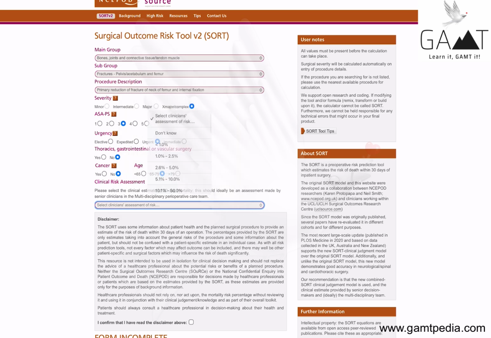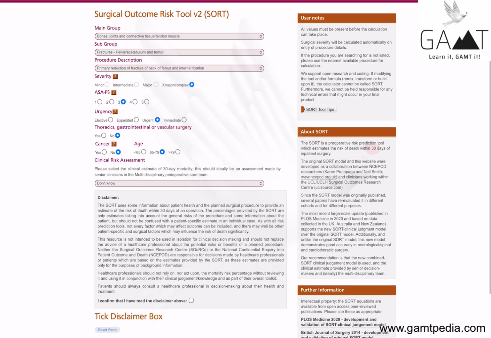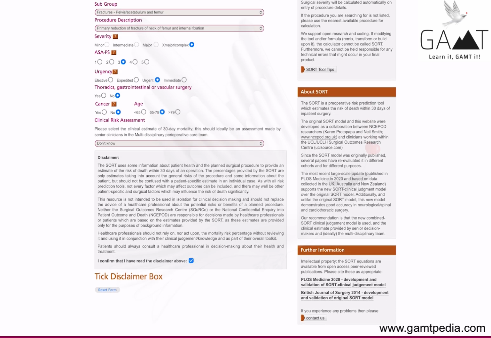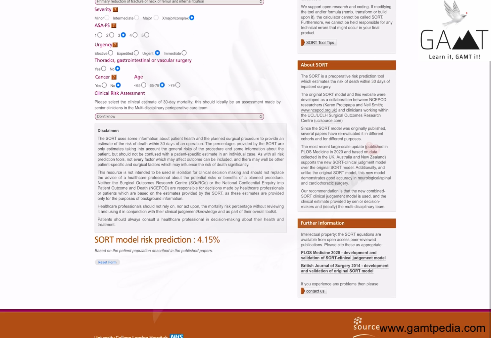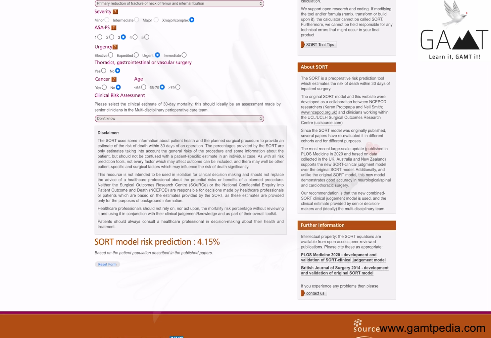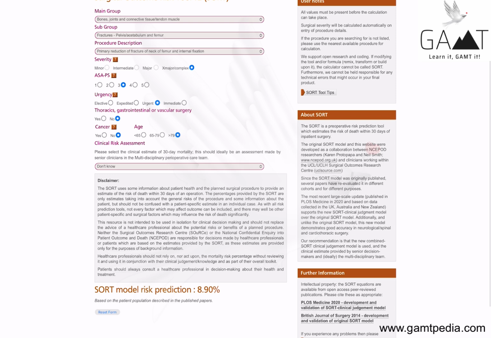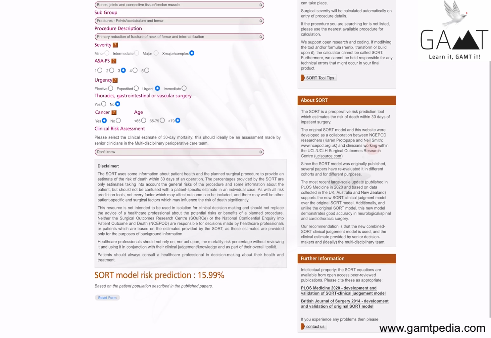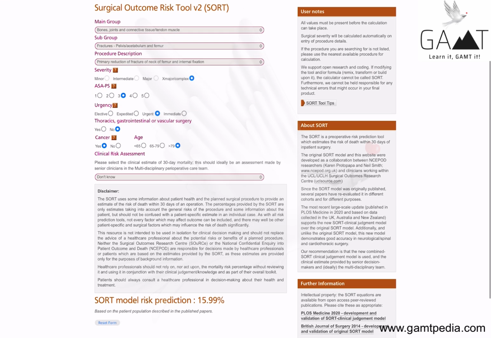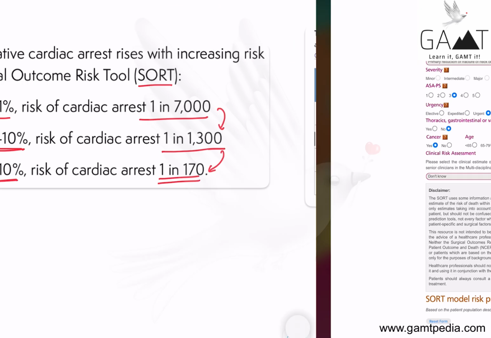So there's a clinician risk assessment. The orthopedic team or the orthogeriatric team should have risk assessment made. You can just say don't know if there's none of that in this box. And then you see the mortality risk is 4.15%. If you change the age to 79, it's 8.9%. If there's cancer, it goes to 15%. This is a very useful tool. It just takes a few minutes, so it can be very easily used.